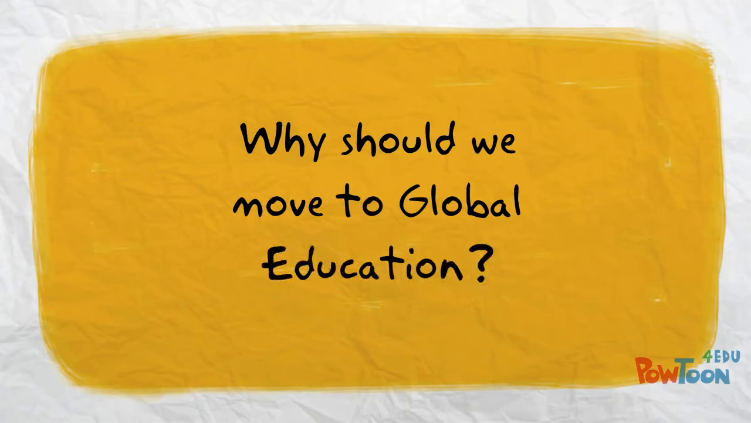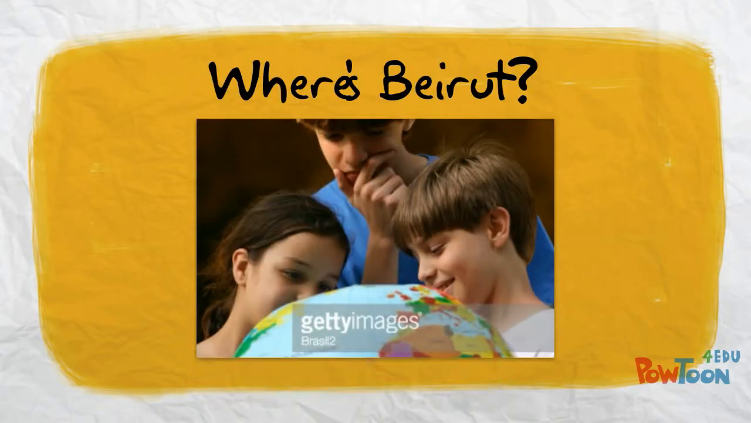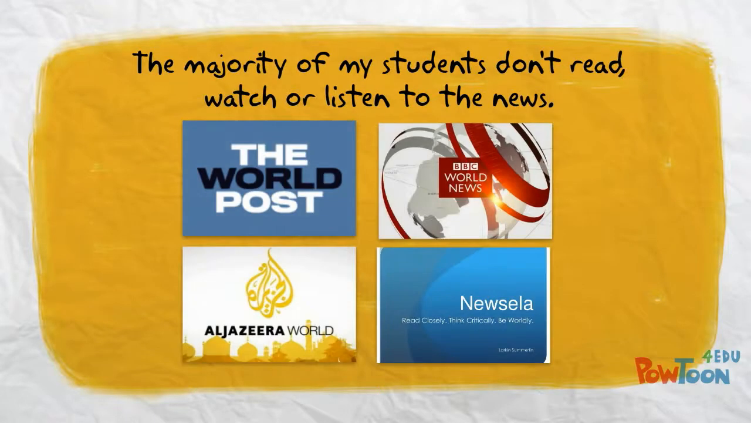So, why should we move towards global education? Well, because only 2 of my freshman students had an inkling of where Beirut, Lebanon was, and all of them knew that Paris was in France, but not necessarily where France is on the map. Because 40% or more of my students don't read, watch, or listen to the news outside of the Enterprise Sentinel, at least not with any regularity, and they weren't aware of the Syrian refugee crisis.